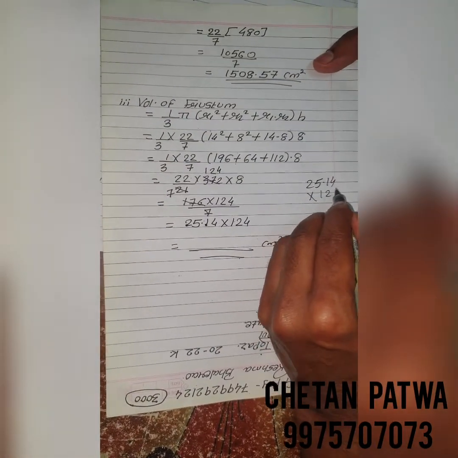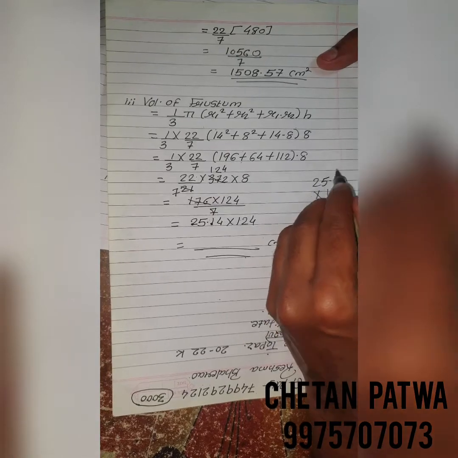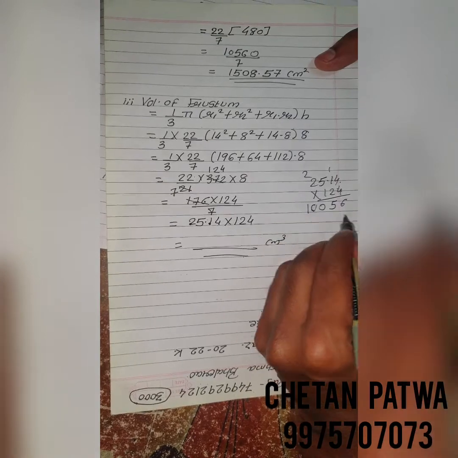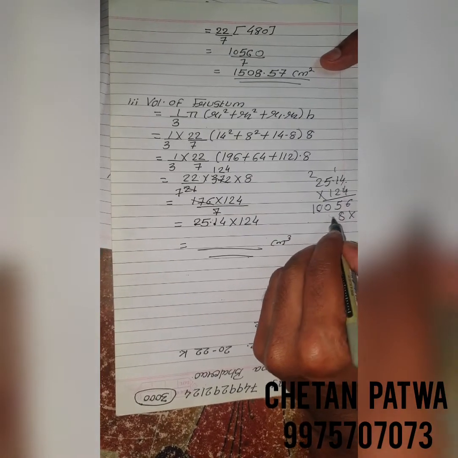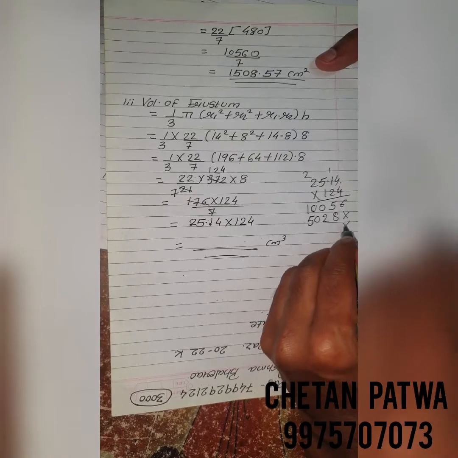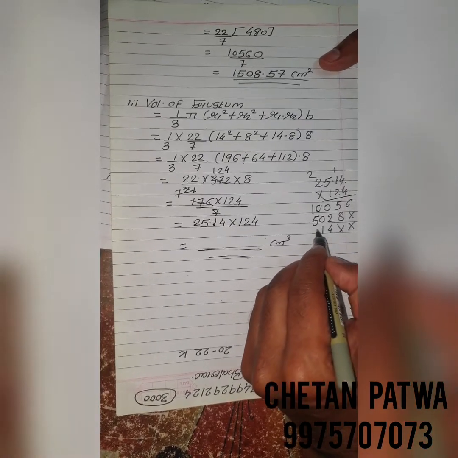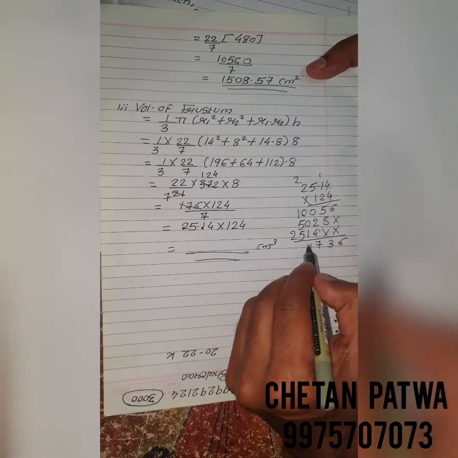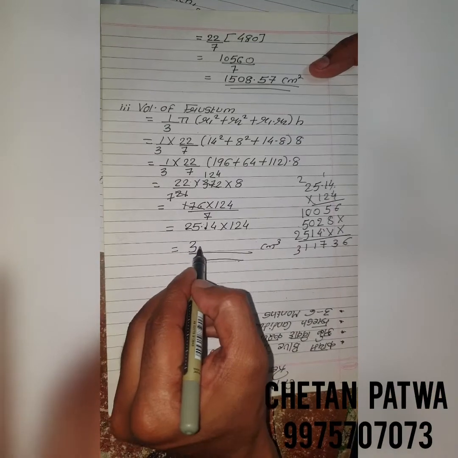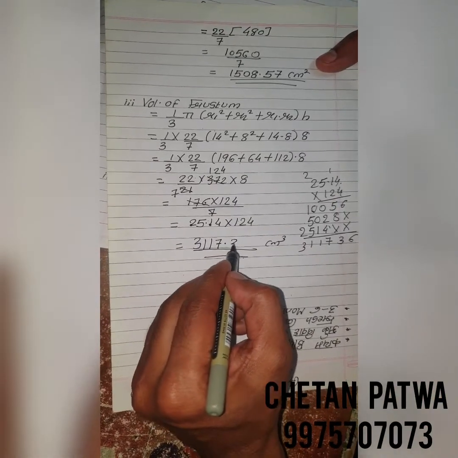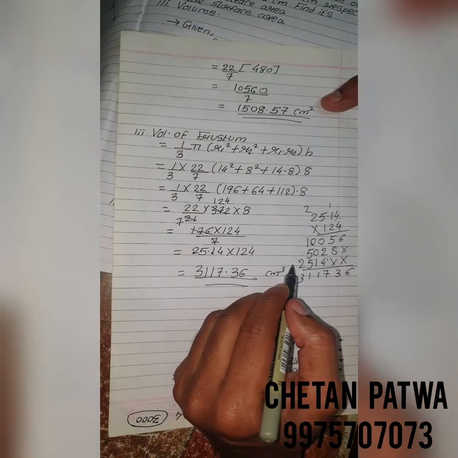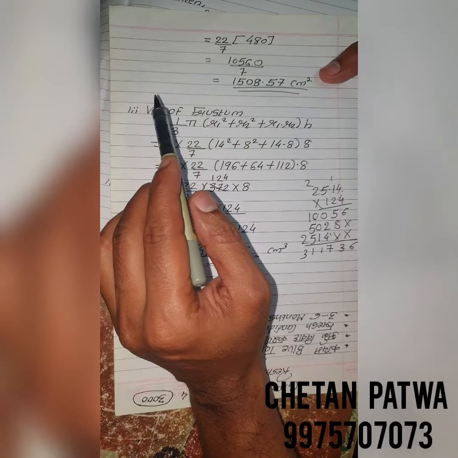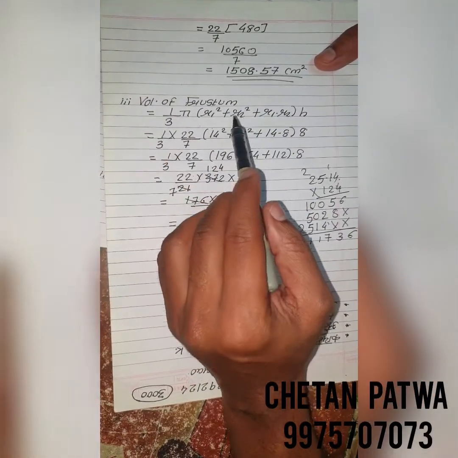25.14 into 124. 4 4s are 16. 4 1s are 4, 5. 4 5s are 20. 4 2s are 8, 10. 4 2s are 8. 2 1s are 2, 50. So the volume is 3117.36 centimeter cube. So if you observe the sum carefully, only the formulas are a little bit difficult. Once you know the formulas properly, you have to just substitute the values and calculate it.